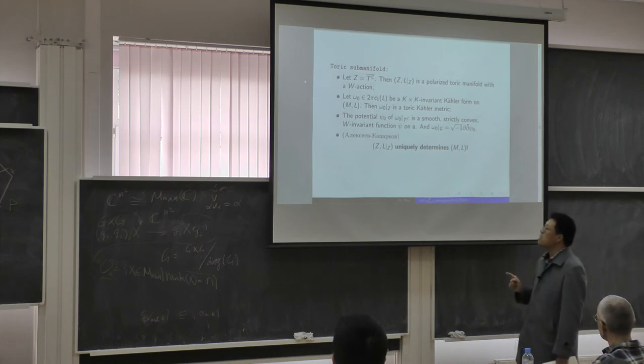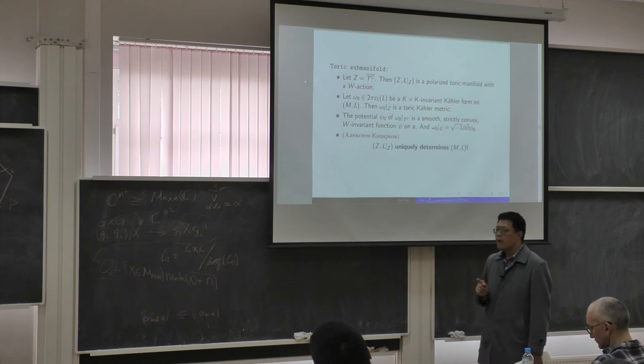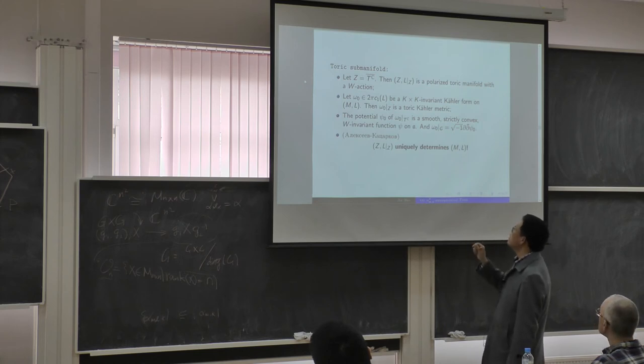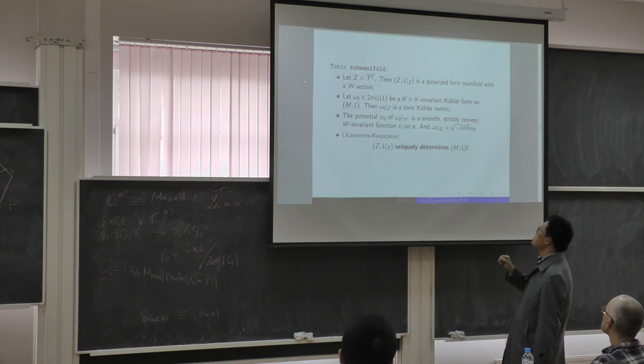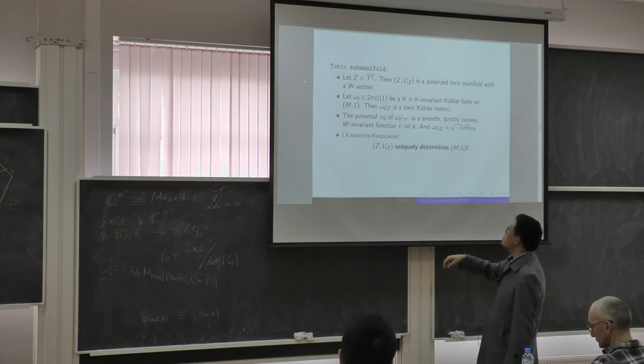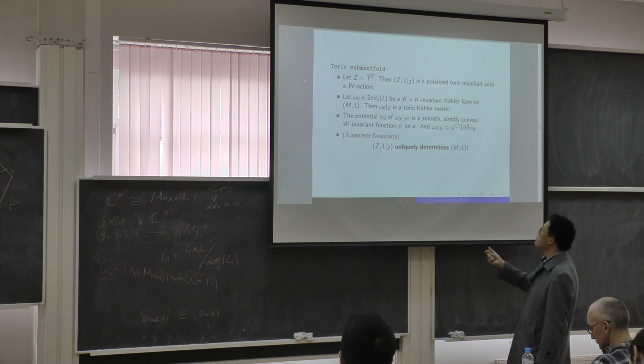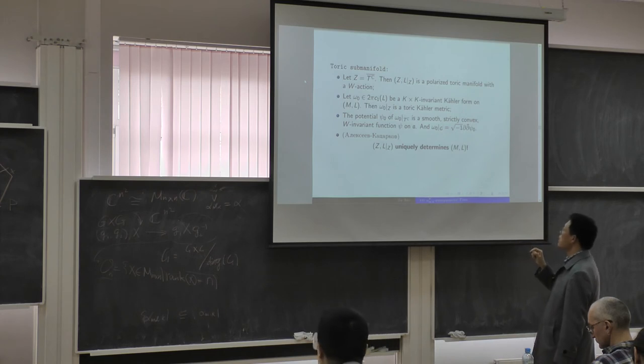In the group compactification, there is a very important submanifold. It's the closure of its maximal torus. Alexeev and Brion, and Kazarnovskii, proved in their paper in GAFA that when the whole compactification is smooth, then this toric submanifold is also a polarized toric manifold, and also with W action. So by the Cartan decomposition, if you have a K times K invariant Kähler form, then it is totally determined by the restriction on this toric submanifold. And by the W invariance, the potential of this toric metric should be a smooth, strictly convex, and W invariant function.